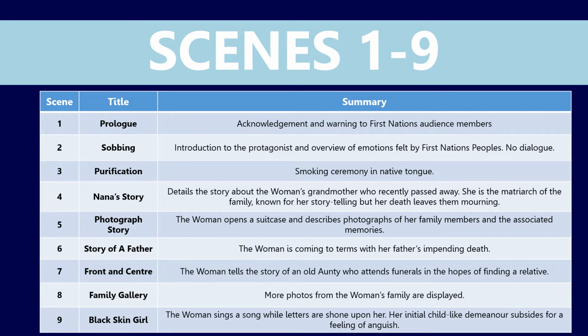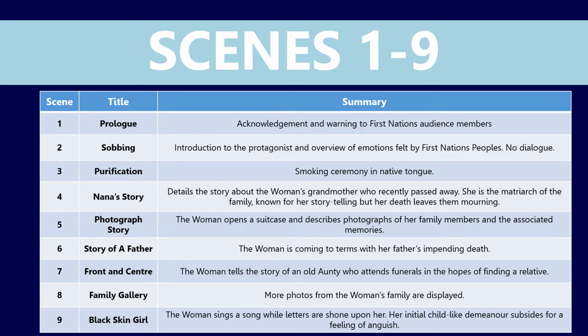Front and Centre is when the woman tells the story of an old auntie who attends funerals in the hopes of finding a relative. She's a member of the Stolen Generations. Family Gallery is similar to scene 5, except there's no real dialogue at all. It's just more photos from the woman's family that are displayed for the audience.